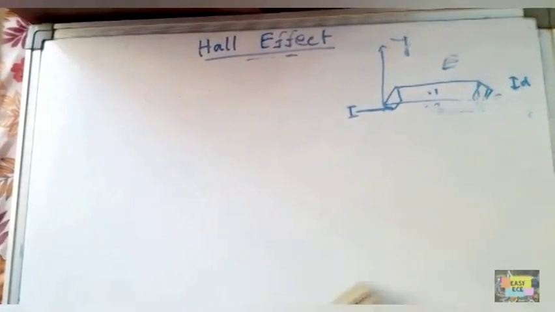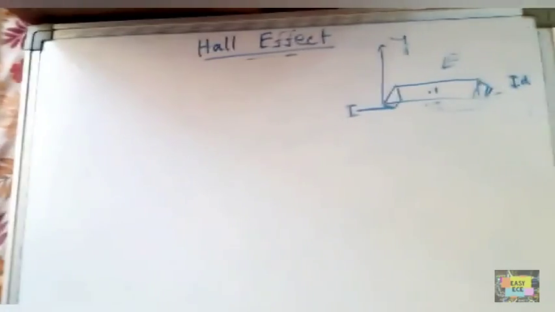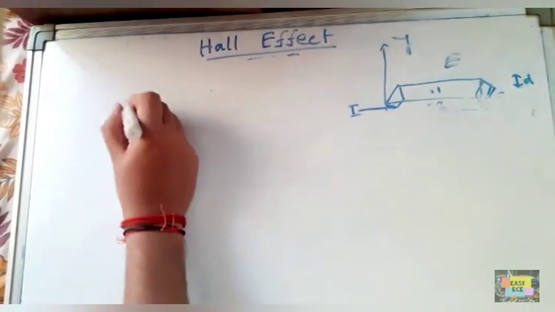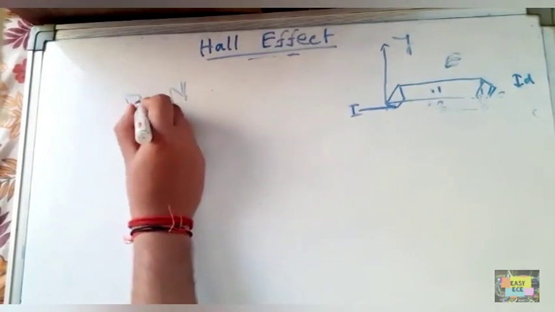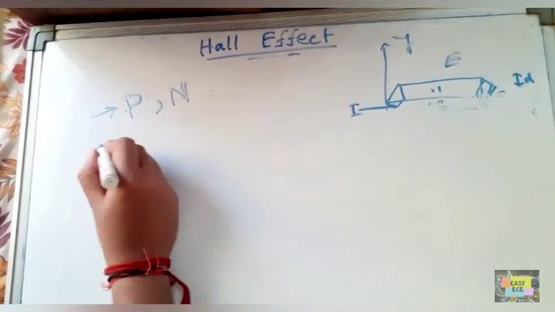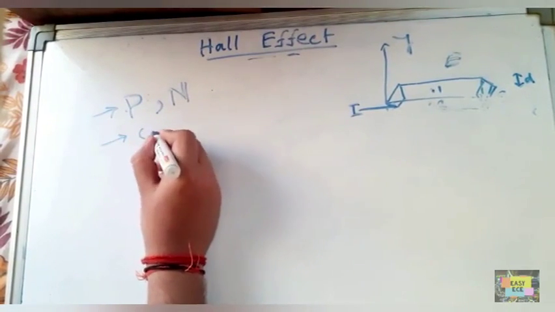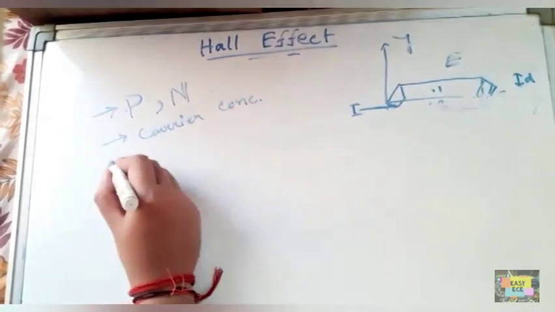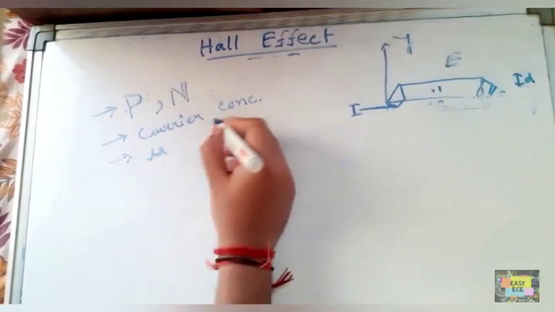The usefulness of the Hall effect: point one, by the Hall effect we can conclude whether the semiconductor is P type or N type. This is the first point. The second point is that it is used to measure the majority carrier concentration, and it is used to measure the majority carrier mobility, that is mu. This is the usefulness of the Hall effect.